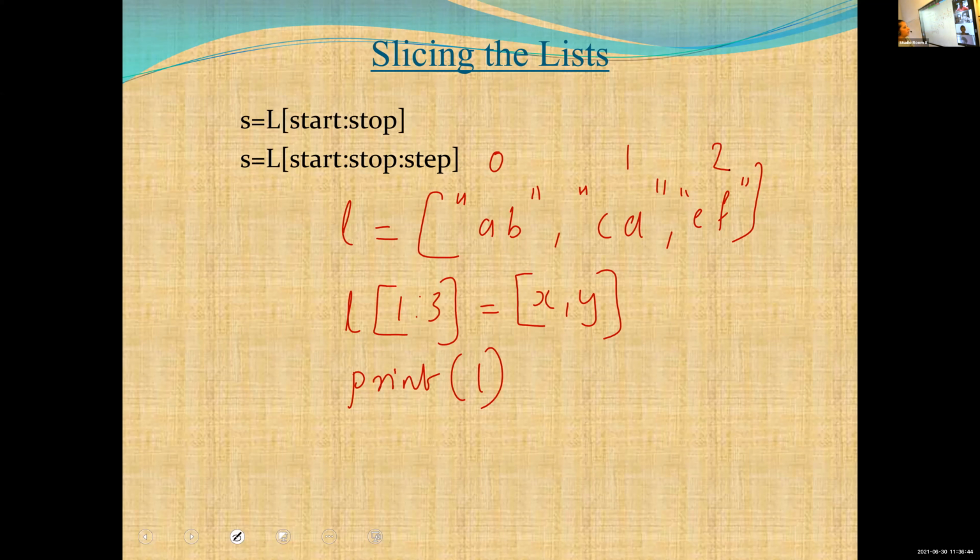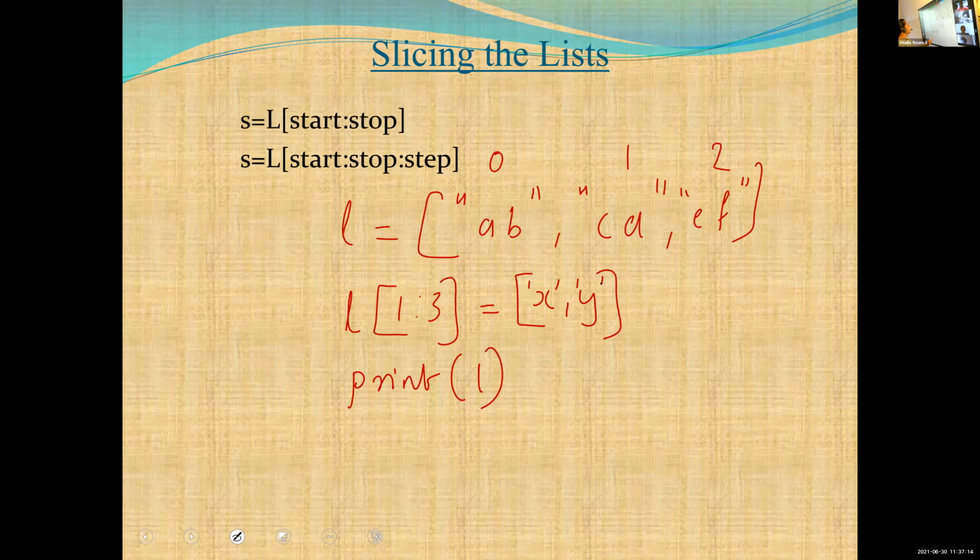Okay, Gauri? X and Y, we should put that within the quotes, no? Yes, yes. Either single quotes or double quotes. So L of 1 colon 3 means 1 is the starting value and 3 is the stop value. So we are not including that 3. So 1 and 2, that is CD and EF, is replaced with X and Y.